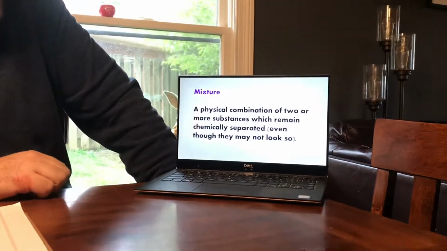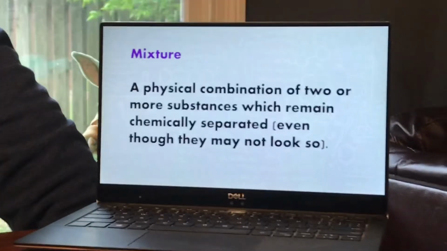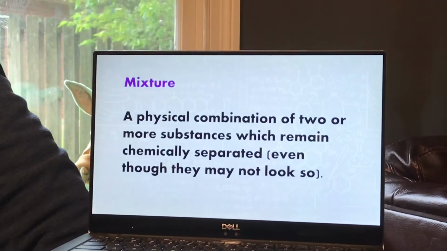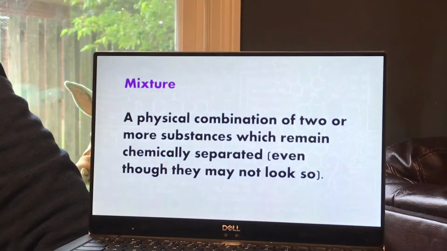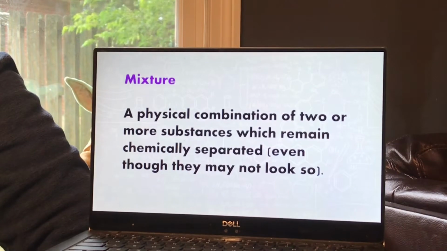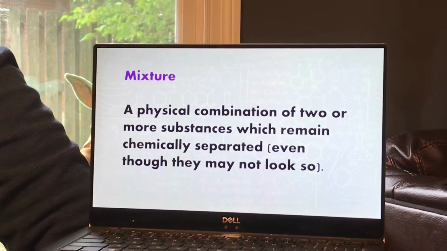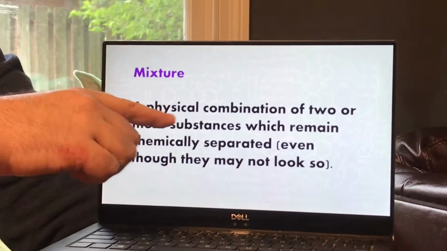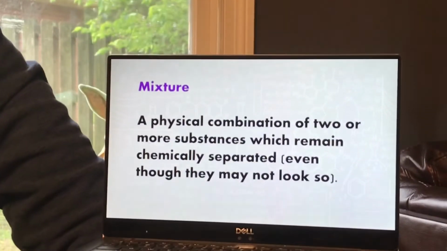Okay, a mixture. It's a physical combination of two or more substances which remain chemically separated, even though they might not look so. The key word here: physical combination. We've been talking about the physical properties of things.